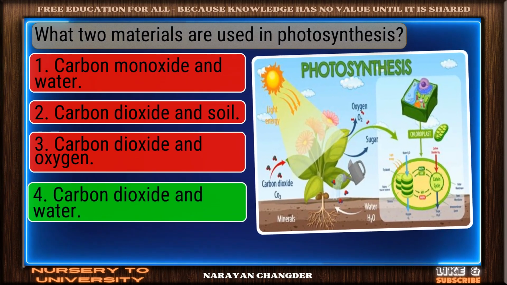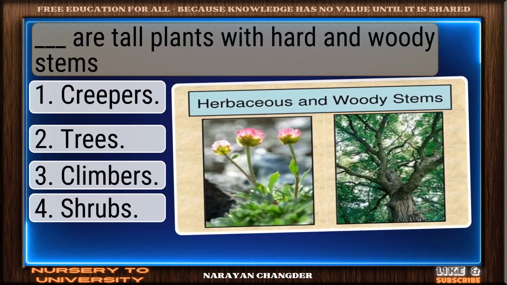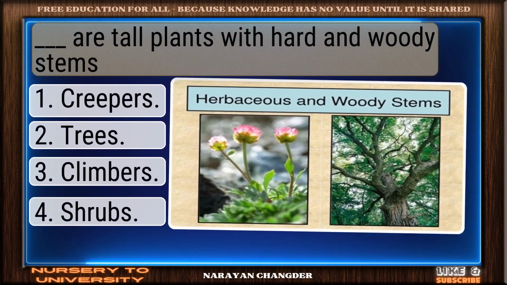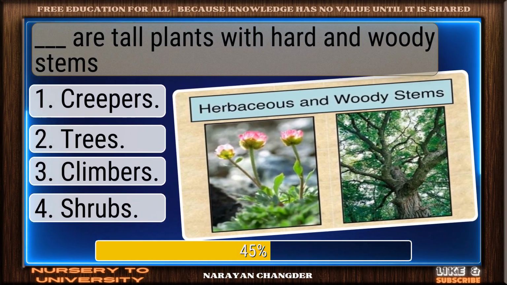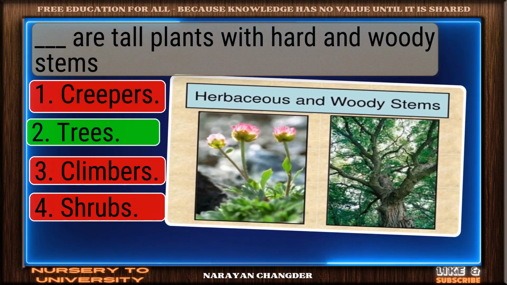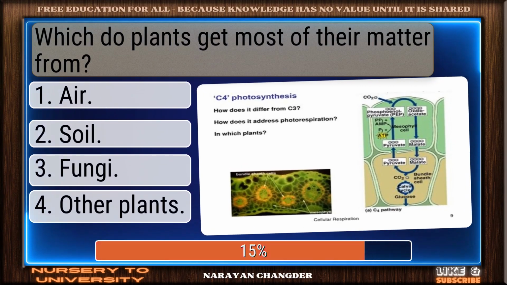Excellent. Carbon dioxide and water is a brilliant choice. Dash are tall plants with hard and woody stems. You chose trees, and it is correct. Which do plants get most of their matter from?